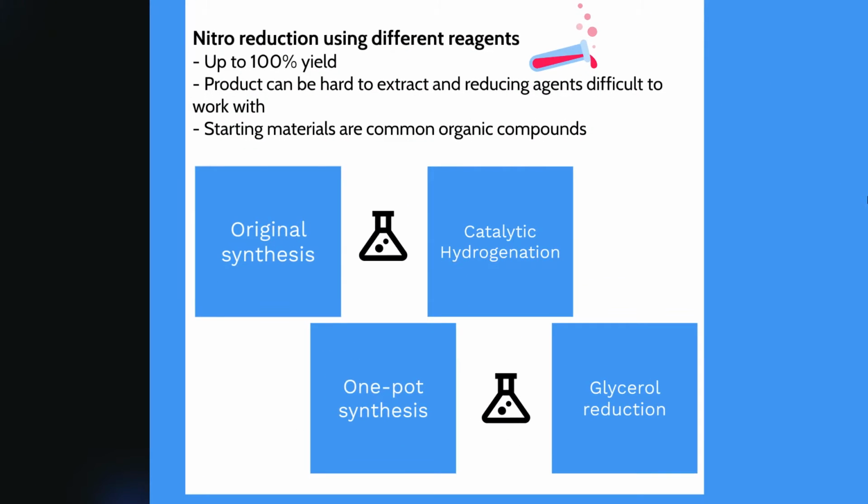There are several methods to synthesize benzocaine involving the reduction of the nitro group. These methods can have high yield, up to 100%, but reagents can be difficult to work with and the product hard to extract using these methods. The starting materials are common organic compounds, and I will go through some of these reducing methods here.